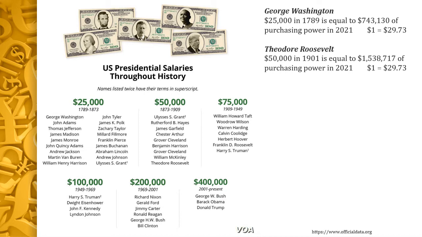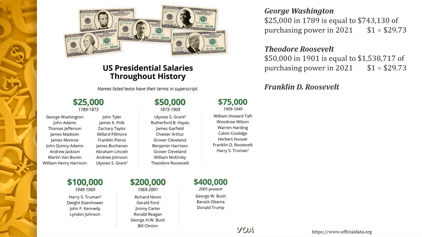But why the big difference? Well, George Washington was paid half the amount of money that Theodore Roosevelt was paid. So he has a lot more money in the first place. He's basically doubled his income. And if you look at the value of purchasing power, it almost doubled also.